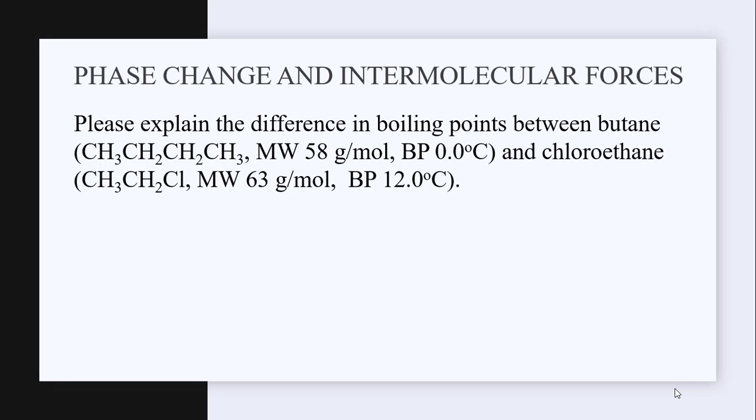The first, you want to know why butane, which has a molecular weight of 58, has a boiling point of 0 Celsius, and chloroethane, which has a molecular weight of 63 grams per mole, has a boiling point of 12 degrees Celsius, which is higher. The two molecules are similar in size, so they'd have similar LDFs.